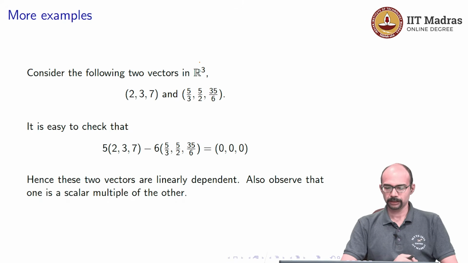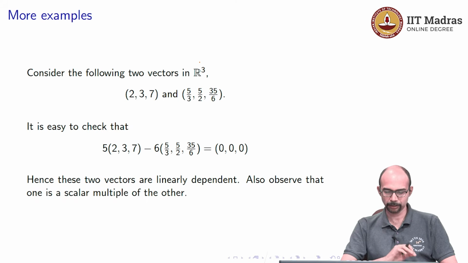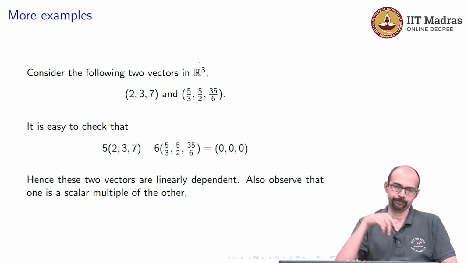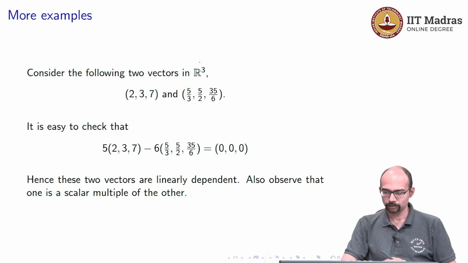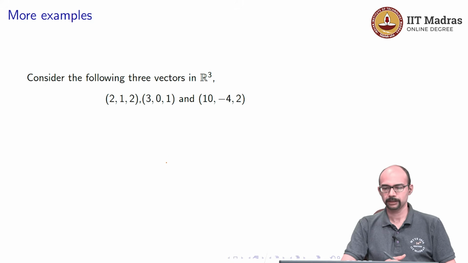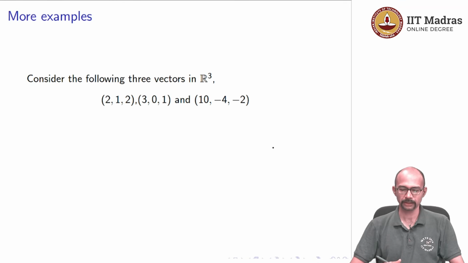And note that the way this worked is that they are scalar multiples of one another, right. If you draw (5 thirds, 5 halves, 35 by 6), and if you draw (2, 3, 7), they will appear on the same line. That is clear, because if you scale one of them by 6 and the other by 5, they give you the same vector. Okay. So in other words, if two vectors are linearly dependent, then essentially one is a multiple of the other. Okay, so let us continue and study one more example.